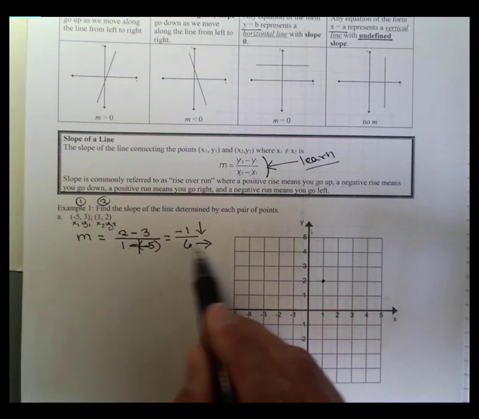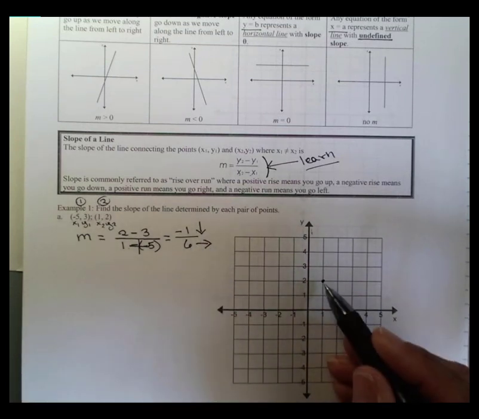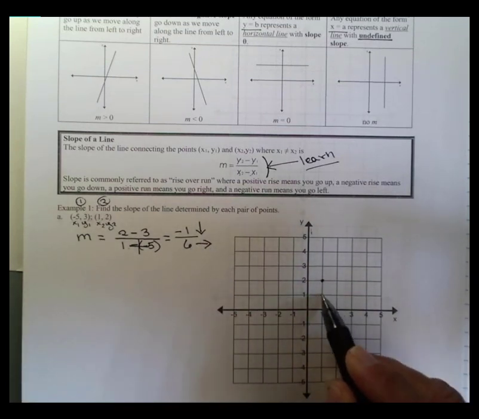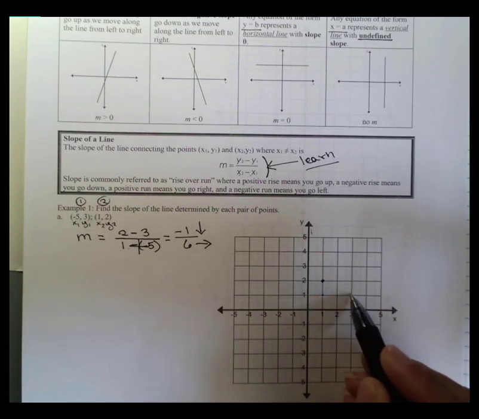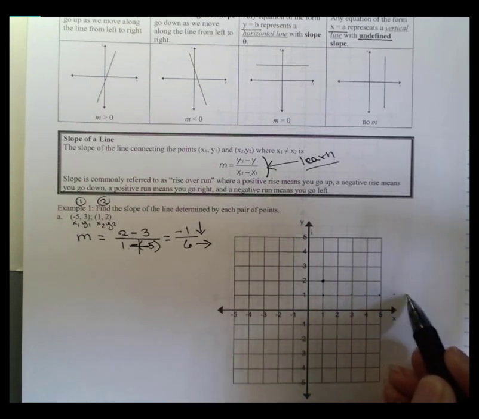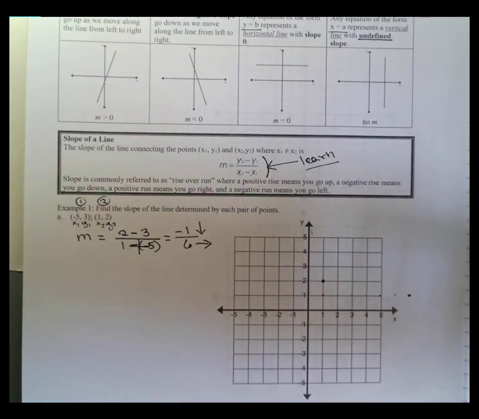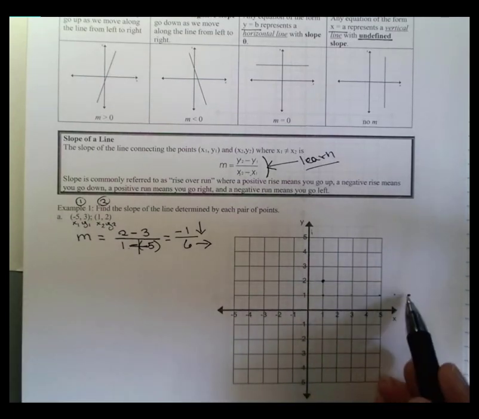and it has a positive run. So I'm using those as my directions. I go down 1 and then I go to the right 6. 1, 2, 3, 4, oops, 5, and 6 out here somewhere. That point is on my line. Hang on, my video camera is messing up. There, I think I got you back. So that point is on my line.